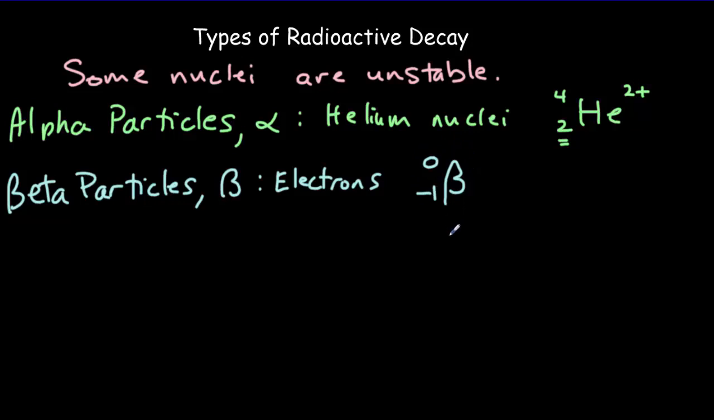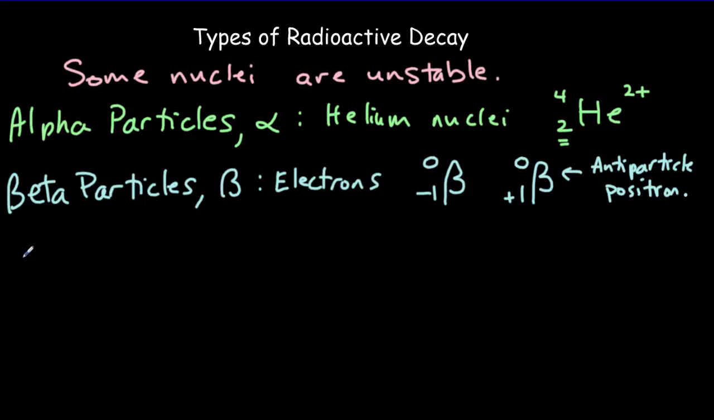Now it turns out there's an anti-electron that's sometimes emitted. An antiparticle has exactly the same mass, but it's got the opposite charge. So this here would be an antiparticle. In this particular case, it's called a positron. We'll talk more about positrons later. For now, just think of them as a type of beta particle.